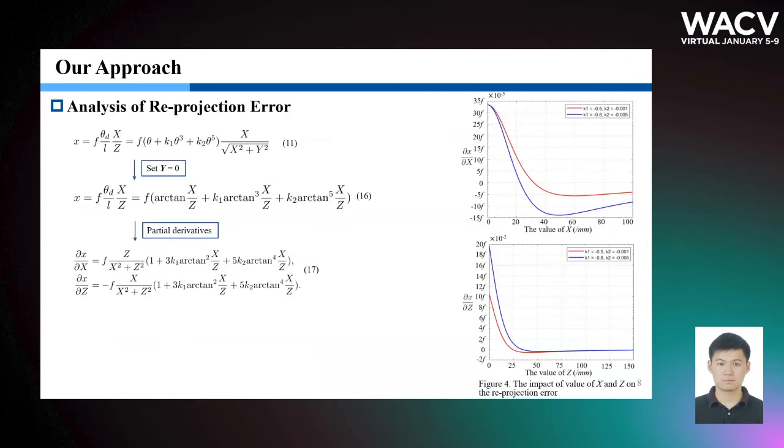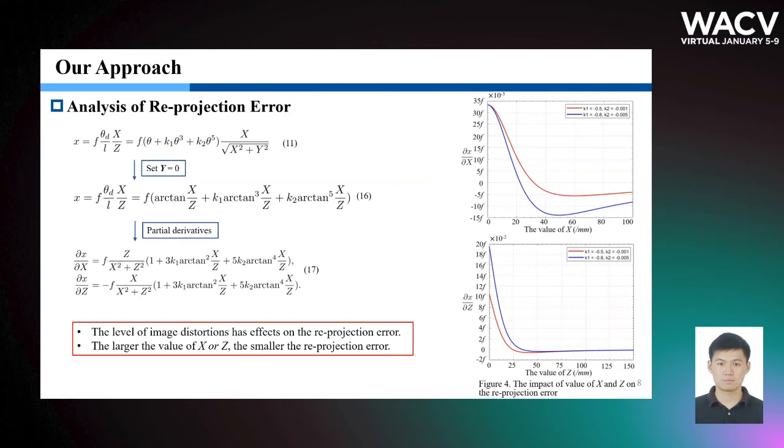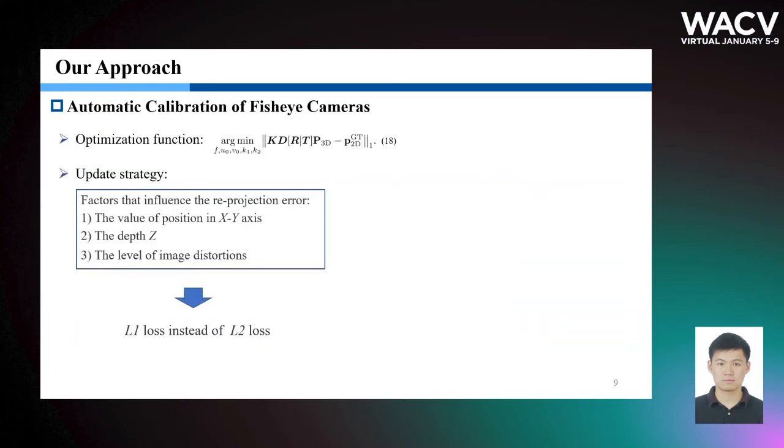Then we analyze the factors that affect the reprojection error by the partial derivatives, as shown in equation 17. We plot the curve based on the equation for visualization, shown in figure 4. We find that the level of image distortions has effects on the reprojection error. The larger the value of x or z, the smaller the reprojection error. Based on this analysis, we determine the optimization function, that is equation 18. Then, we give details of the update strategy.